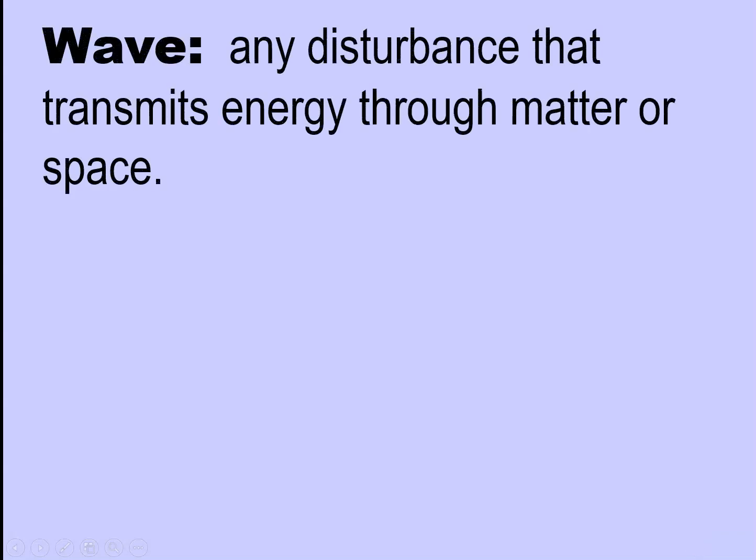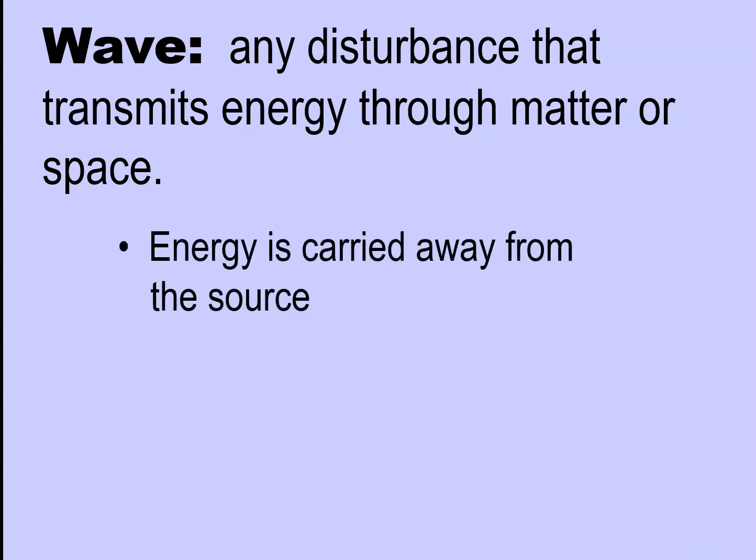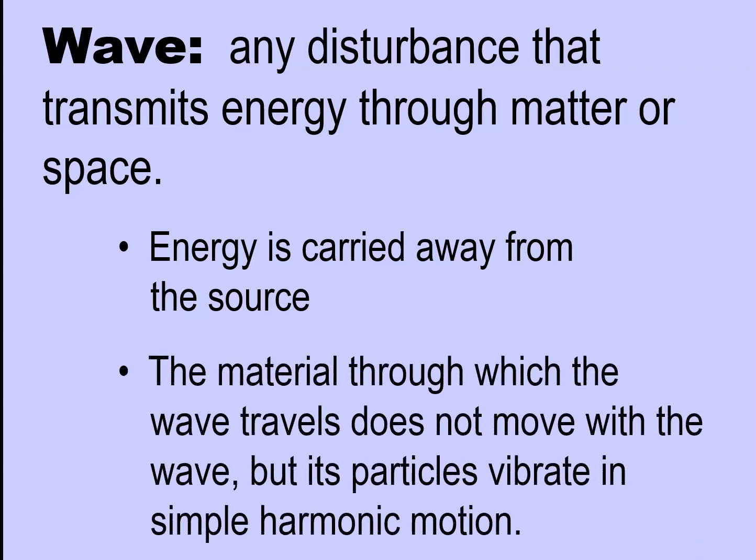A wave is any disturbance that transmits energy through matter or space. Energy is always carried away from the source. The material through which the wave travels does not move with the wave, but its particles vibrate in simple harmonic motion. So in this illustration, you can see that even though the wave is moving from left to right, the particle is moving up and down.